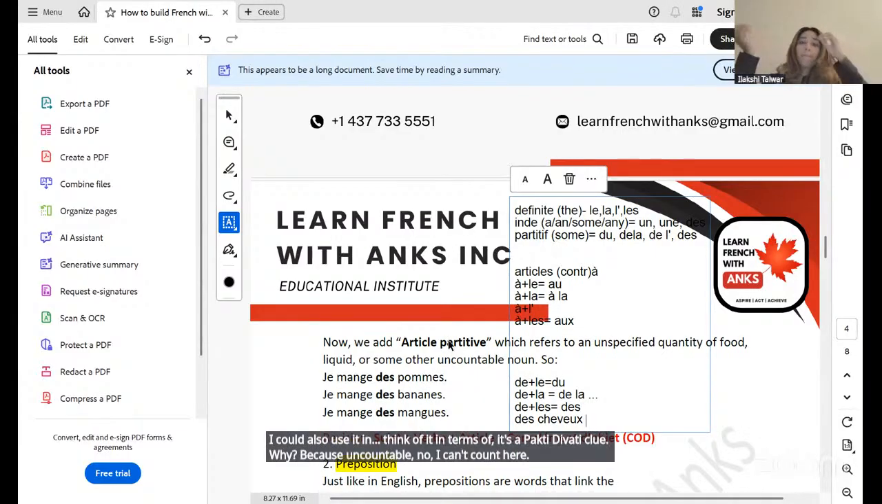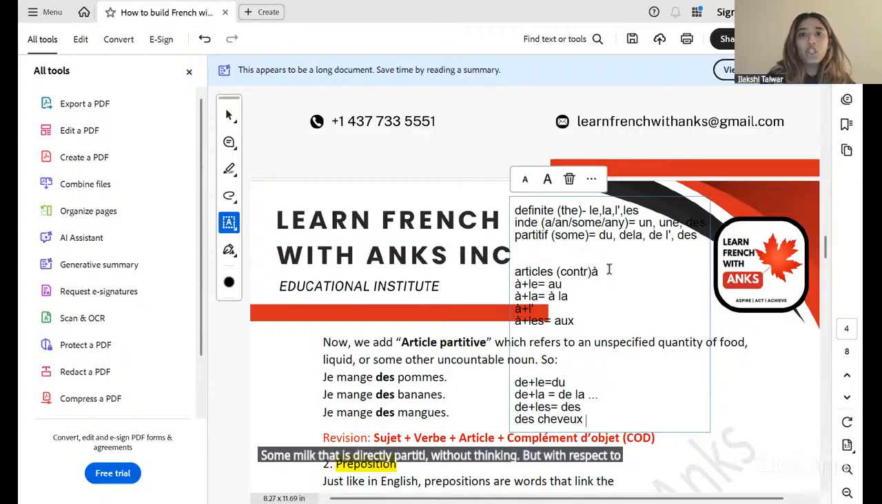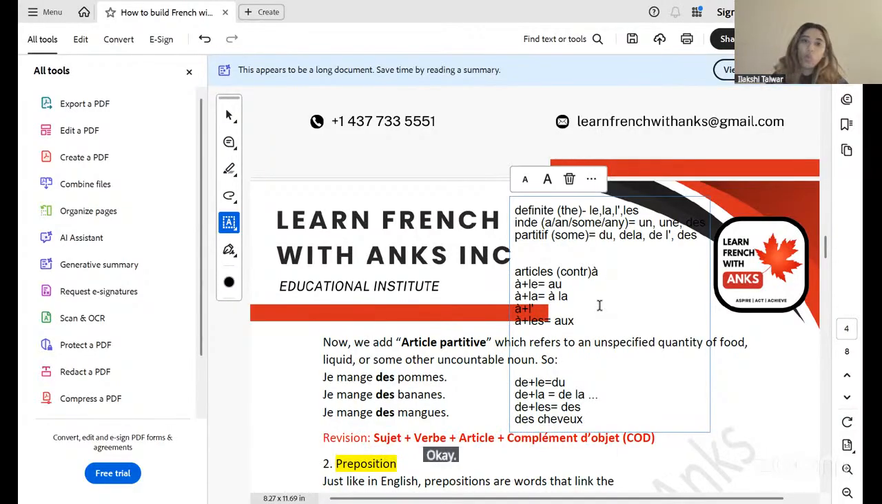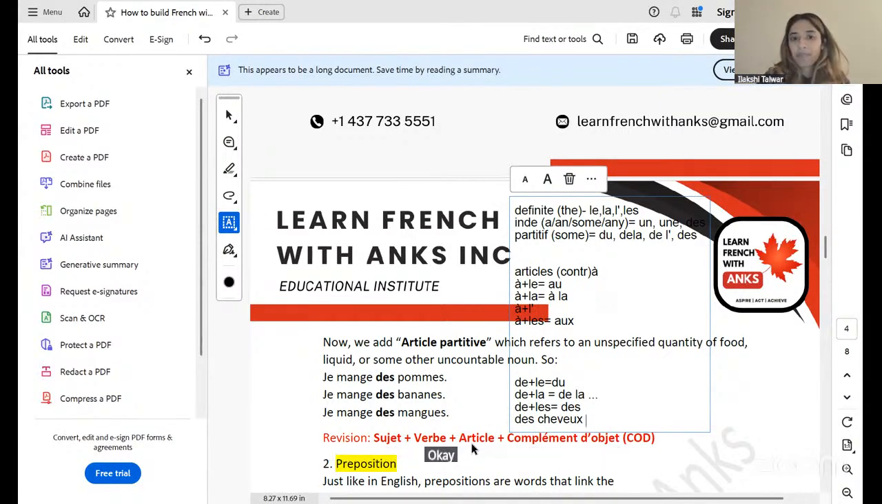I have some milk. That is directly partitif without thinking. But with respect to des, your translation in itself of some is what works, with uncountable as well, because that's your some. You're not counting it. So either way, your des works. Whether you think of it from a perspective of indefinite or partitif, it works either way. Okay, got it. Thank you.